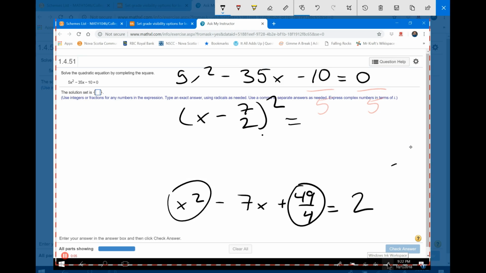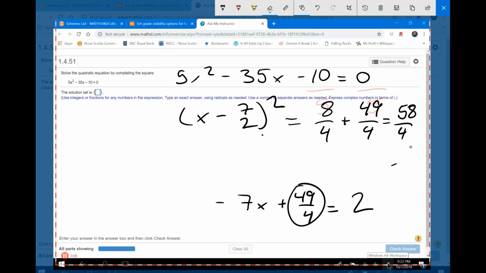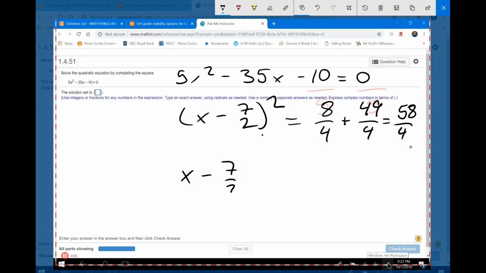Now over here, that's going to equal 8 over 4, which remember does equal 2, plus 49 over 4. So 8 plus 49 is going to give us 57 over 4. So let's make some more room. Over here now, we can take the square root of all this stuff. So we basically have x minus 7 over 2 quantity squared, and that's going to equal 58 over 4.